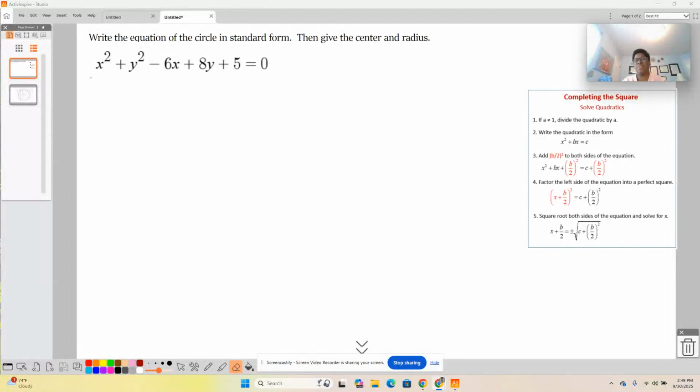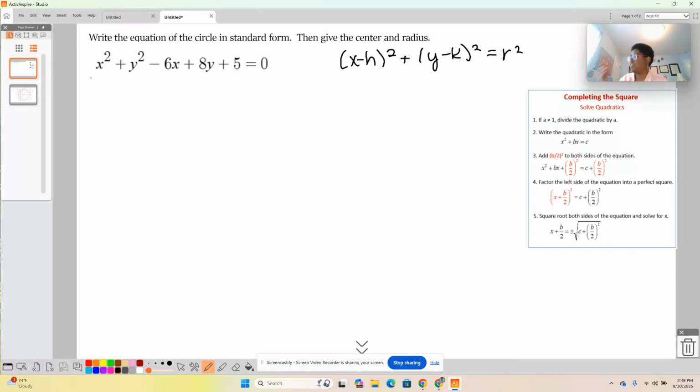Hi everyone, today we're going to look at taking the general form for the equation of a circle and converting it to standard form and finding the center and the radius of the circle. So we have this equation x squared plus y squared minus 6x plus 8y plus 5 equals 0. We want to convert it to the standard form of a circle, which recall is the quantity x minus h squared plus the quantity y minus k squared equals the radius r squared.